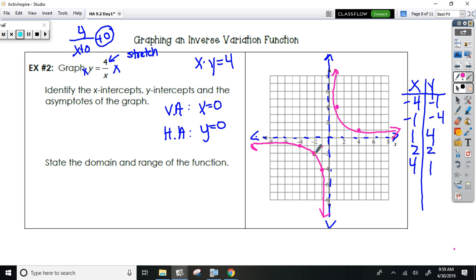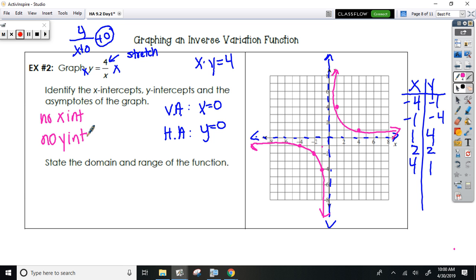So the other thing they asked us were the x and the y intercept. So where does the graph hit the x-axis? It doesn't. Where does it hit the y-axis? Doesn't. That won't always be the case, but in this problem it was, because that's where our asymptotes were.